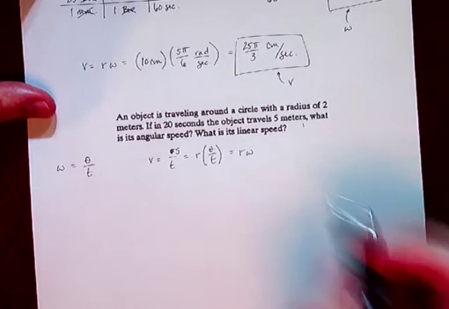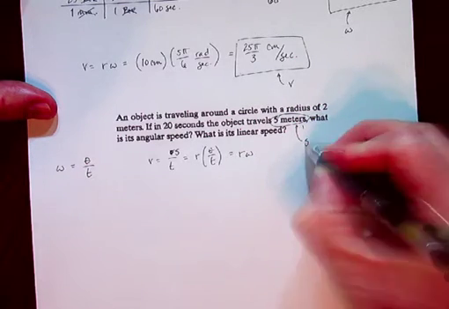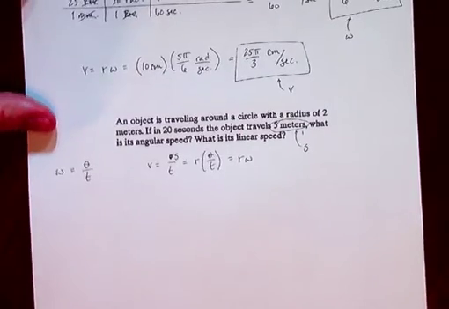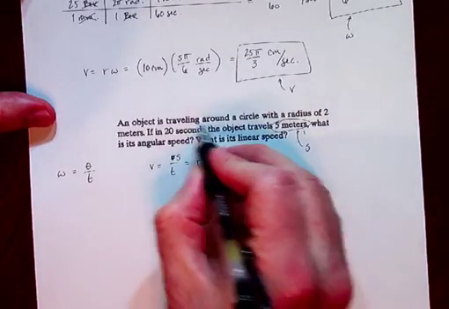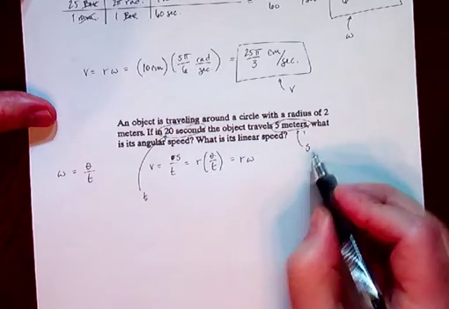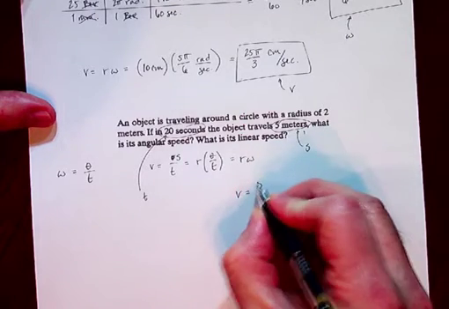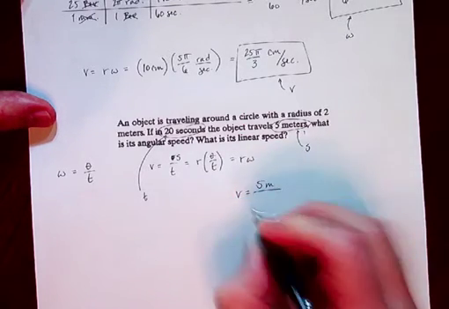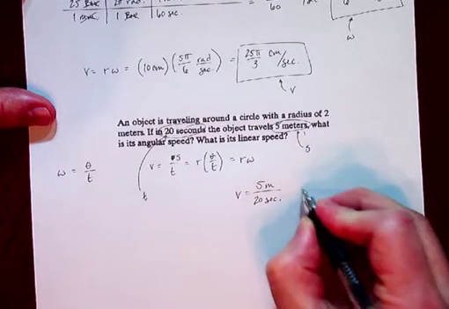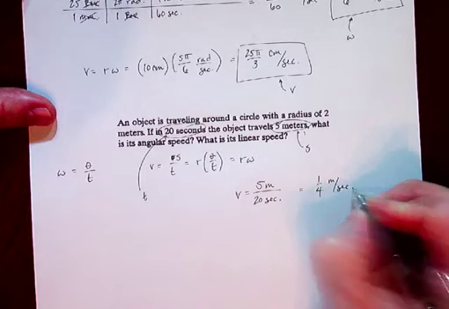largely because we already have our s. That is how far it traveled, right? That is the arc length. Then we also have our time. If we have s and t, we can find v. So v is equal to 5 meters over 20 seconds. Well, that basically is 1/4 meter per second.